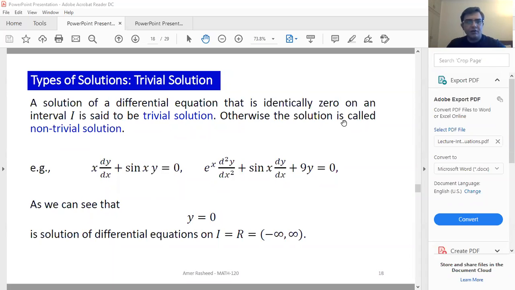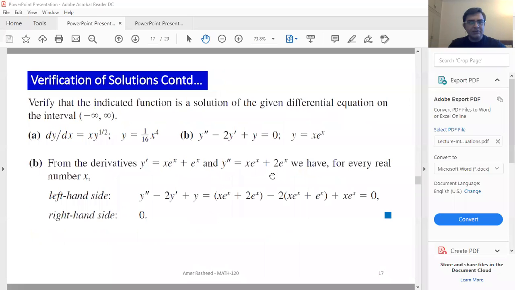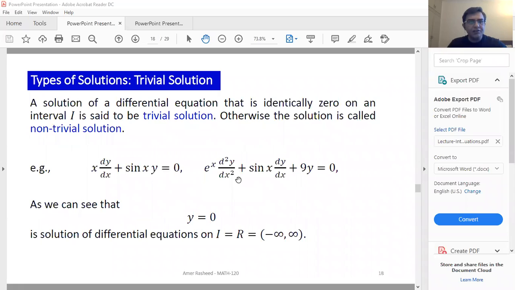Welcome to the next lecture of linear algebra. In the previous lecture, we discussed verification of solutions of first order differential equations. In today's lecture, we are going to discuss types of solutions of differential equations.